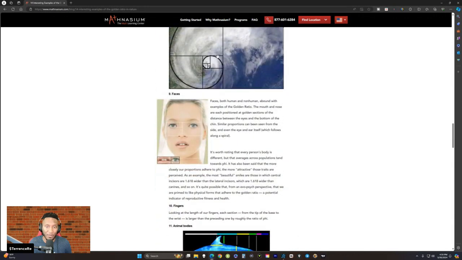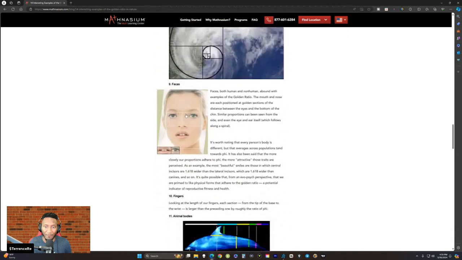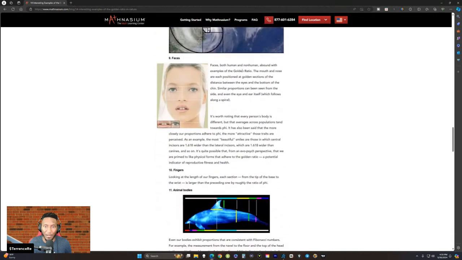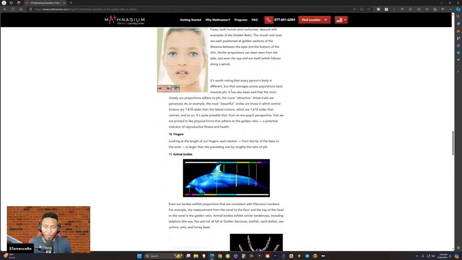You can come read on this website. Faces, both human and non human, abound with examples of the golden ratio. The mouth and nose are each positioned at golden sections of the distance between the eyes and the bottom of the chin. And you can come down as an example. The most beautiful smiles are those in which central incisors are 1.618 wider than the lateral incisors, which are 1.618 wider than canines, and so on.